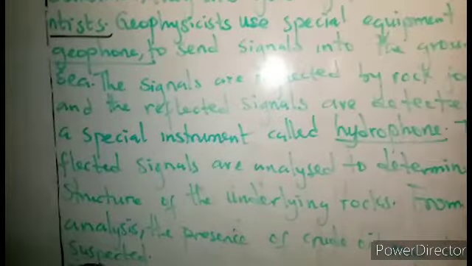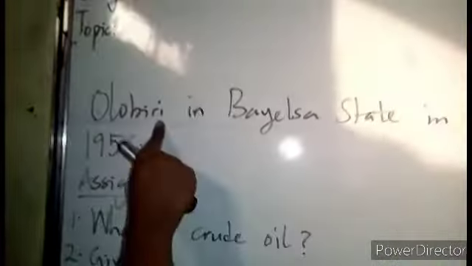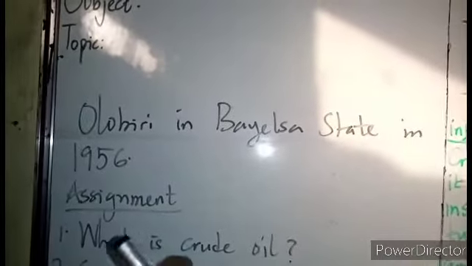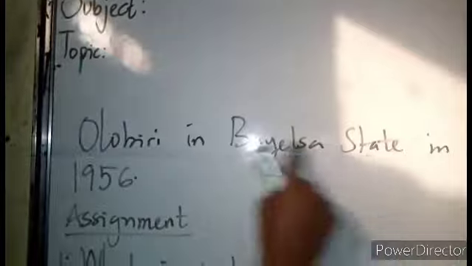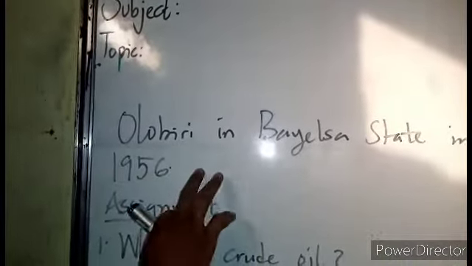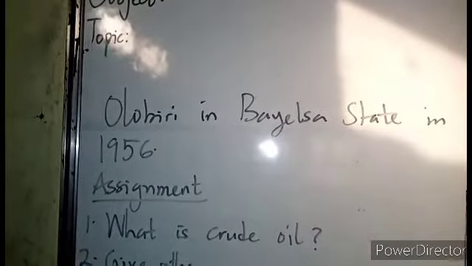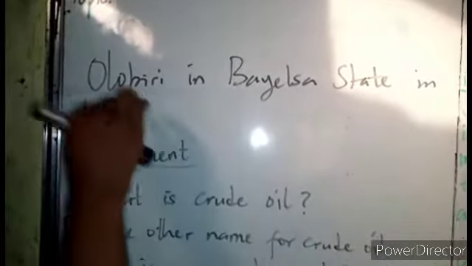Alright, now fact for today. Crude oil was first discovered in Nigeria at Olobiri in Bayelsa State in 1956. So crude oil was first discovered in Nigeria at Olobiri in Bayelsa State in 1956. This is a fact for you. If anybody asks you where was the first place crude oil was discovered in Nigeria, you tell them Olobiri in Bayelsa State. What year? 1956.